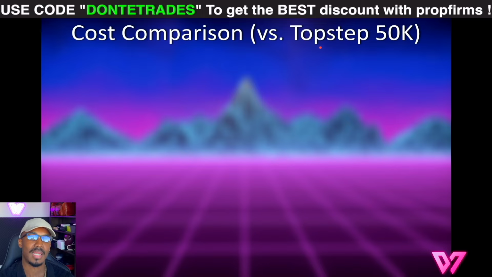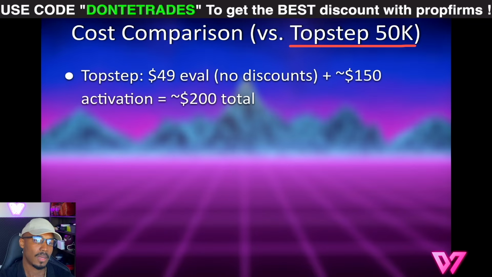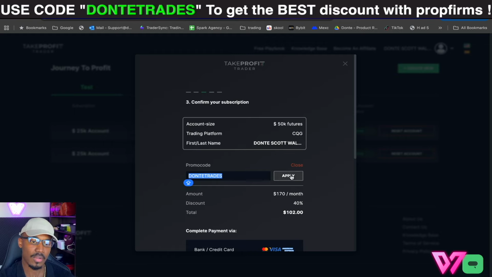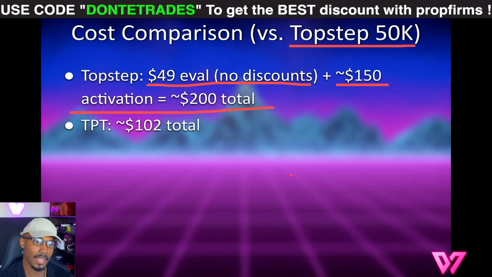And let's just compare that with something like Topstep. Topstep's 50K account costs $49 for an eval. The reason why we use Topstep is just because they're the biggest and most relevant competitor, I would say, for most people. So again, just a $50 eval, no discounts on this. And if you pass, then you have a $150 activation fee, which is a huge activation fee. And again, when you use this code, you have no activation fee, right? So that is $200 in total versus $102 in total. That is a huge difference in these accounts, right? It's literally about 50% cheaper.